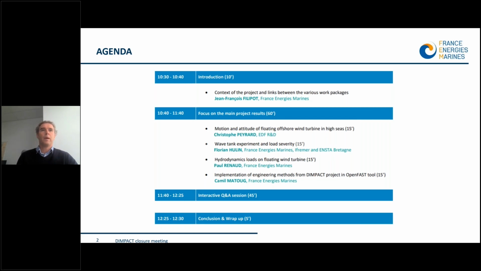Then we will have a talk by Paul Renaud from France Énergie Marine, who will deal with the hydrodynamic loads model on floating offshore wind turbine. He will present new slamming loads models, specifically designed for floating offshore wind turbine, and also a new approach to assess slamming loads from linear wave properties. And then we'll finish with a talk by Camille Matouk from France Énergie Marine, who will tell us about the implementation of the engineering method from DIMPACT in the open phase tool.